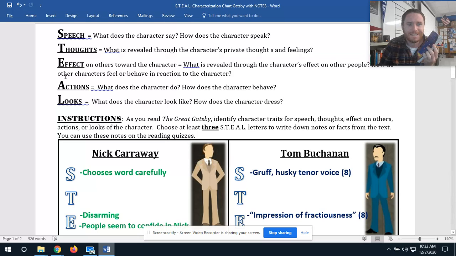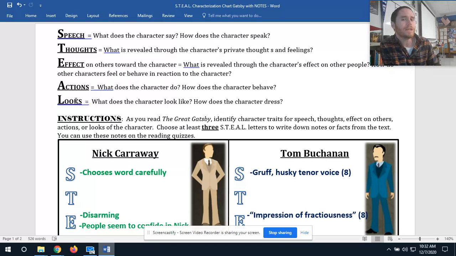S.T.E.A.L is an easy way for you as an English student to keep track of any character in a book you're reading, by noting how the author characterizes through direct and indirect characterization. Direct characterization is when the author tells you how the person looks or the actions or behavior that the person performs. Those are direct characterization ideas.